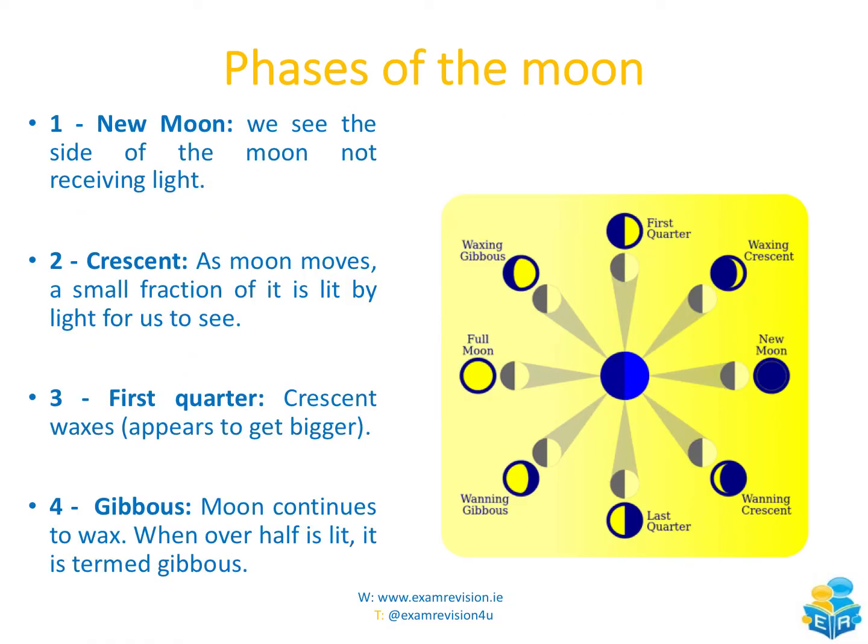So we talked through this already, but we're just going to put it down into text now. So very first we have our new moon. This is where none of the moon is receiving light. So we see the side of the moon not receiving light. It looks like it's in darkness here. That was number 1.